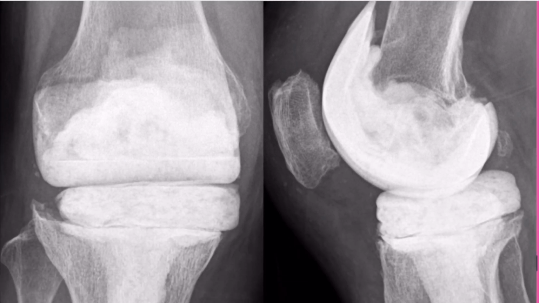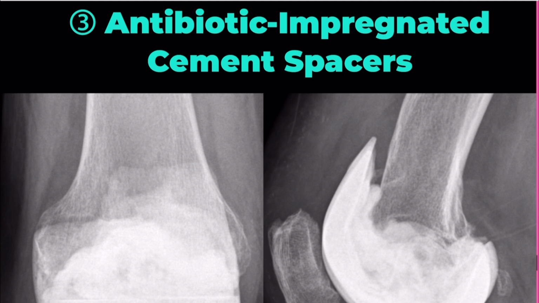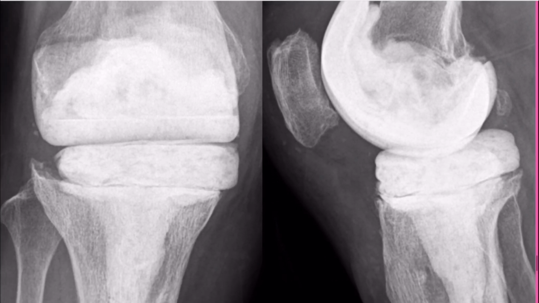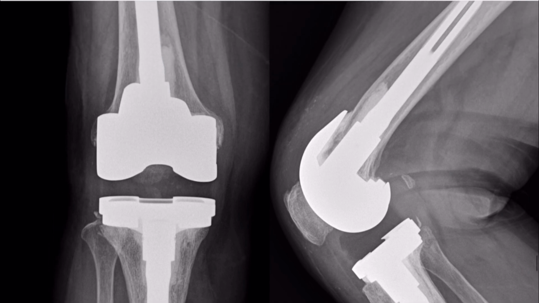These images show the use of antibiotic-impregnated cement spacers. These spacers serve two purposes. They help maintain knee alignment and locally treat the infection before the definitive revision surgery. Here, we see the radiograph after the patient underwent delayed revision arthroplasty. Notice the femoral and tibial components with extended stems.